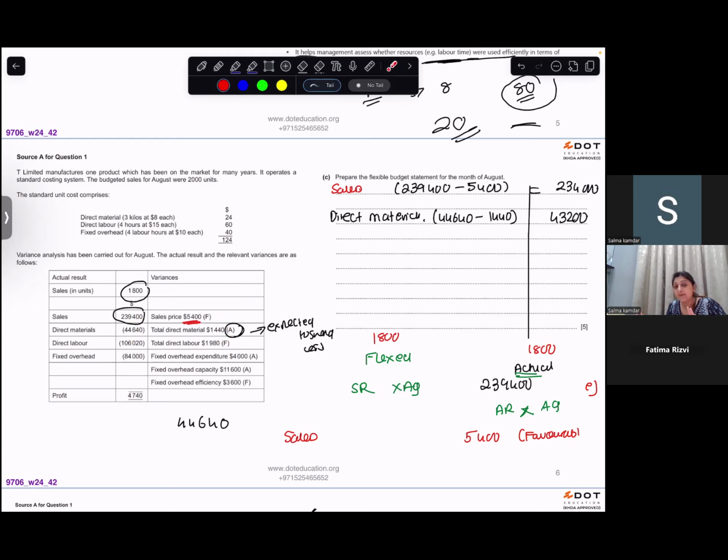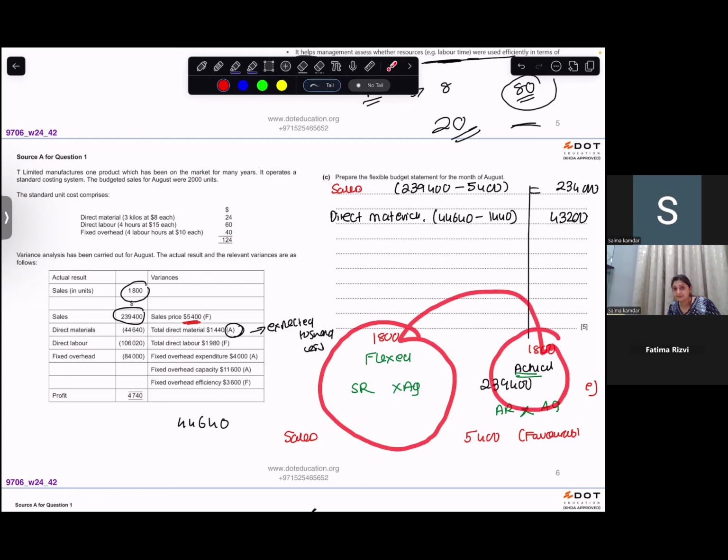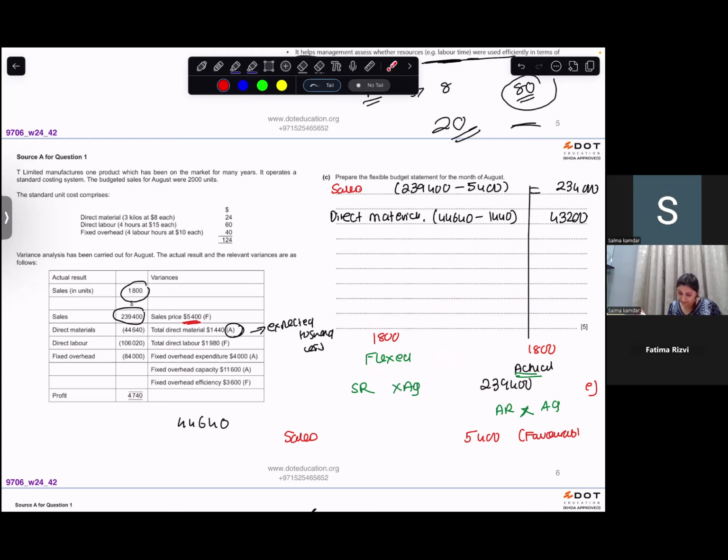I want to make a flexible budget statement. A budget statement is actually the cost, the total: rate into quantity, the total. So here I am not looking at individual variances, I am just saying how much is the variance. Variance analysis is an analysis between your flex budget and the actual budget. So here I am trying to analyze what is the difference. Are you with me?